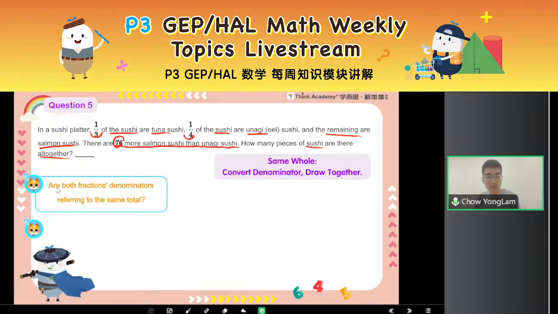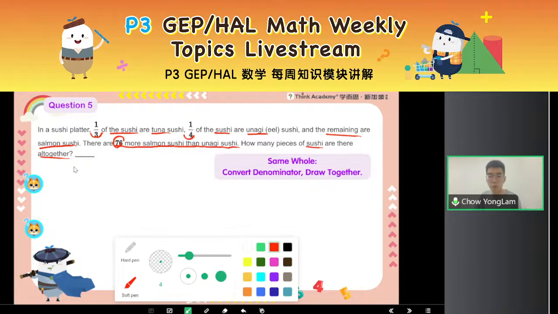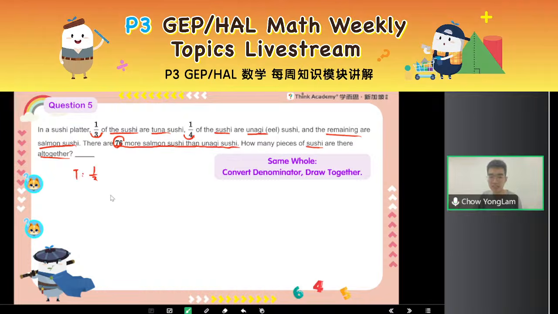Draw them in a single bar model, which means it's time to think, what denominator would you choose? Tuna, 1/3. Unagi, 1/4. What denominator will you choose? Now, obviously, you cannot draw 3 units and 4 units together. What would you choose? 3 and 4. What's the common denominator that you will choose? Right? You multiply by a certain number for each of them. 3 and 4. What number will you multiply each of them with? Or rather, what denominator will you make?